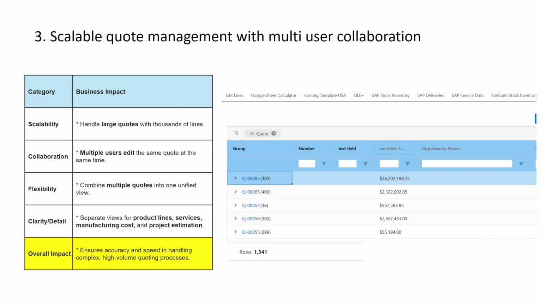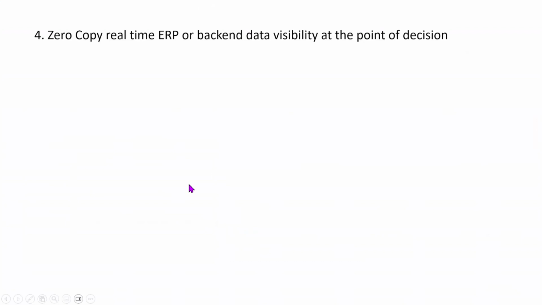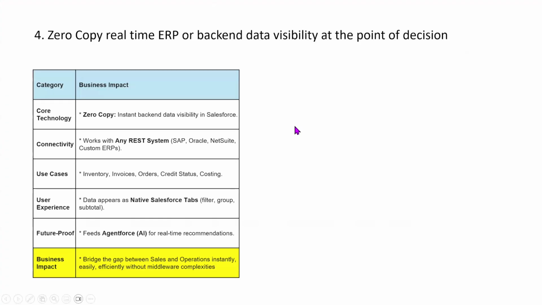The next feature is something which we are a little bit more excited about because it's recent and we have gotten some good feedback on it: the zero copy real-time ERP or backend visibility at the point of decision. So we see in many projects, there is a fair amount of integration necessary for the appropriate ERP data to be surfaced in Salesforce for decision making. And these usually undergo complex integrations, maybe 2 or 3 months per integration.